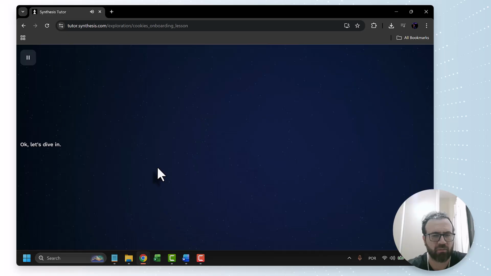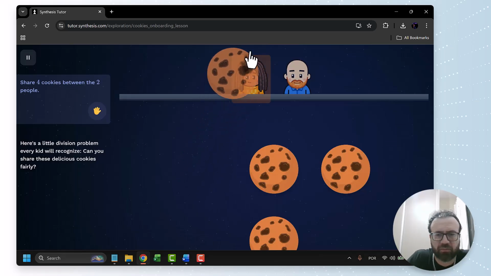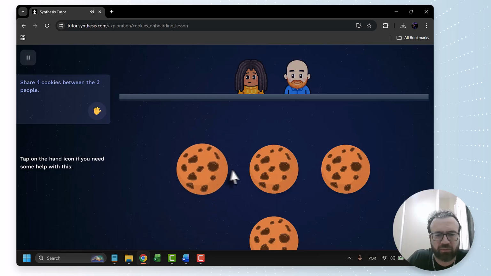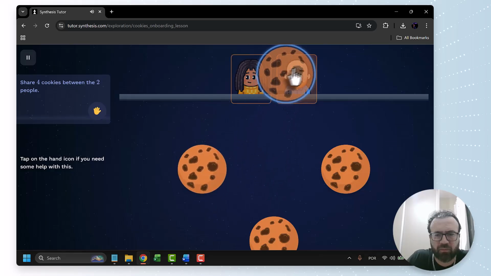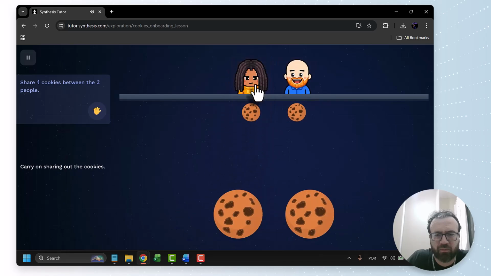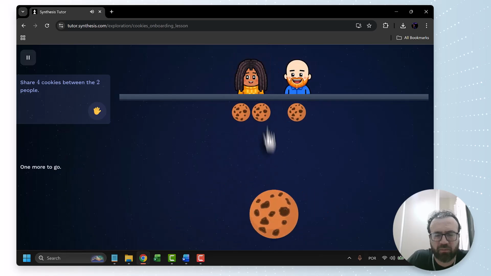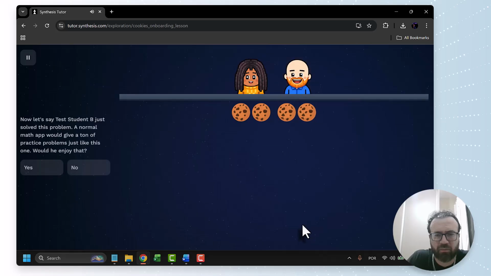Okay, let's dive in. Here's a little division problem every kid will recognize. Can you share these delicious cookies fairly? Tap on the hand icon if you need some help with this. Nice, I see you're figuring it out. Carry on. One more to go. Your division skills are spot on.